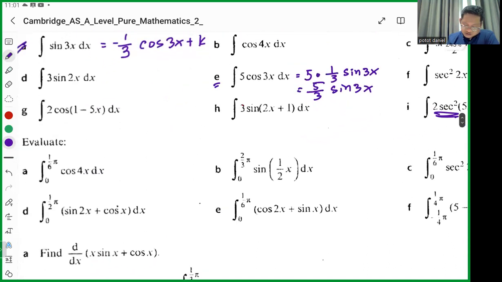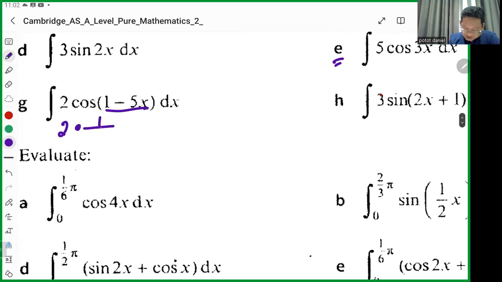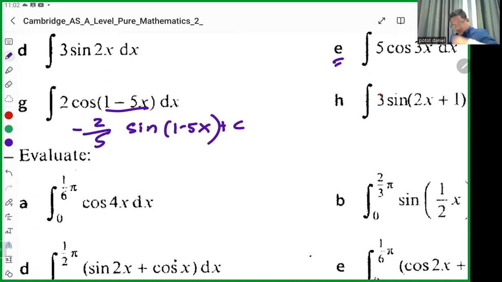Like this one, 2 cosine of 1 minus 5x. So again, that's going to be 2 times, the a of that is negative 5, so this is going to be 1 over negative 5. And then the integral of cosine is sine of 1 minus 5x plus c. Then just simply simplify this. This is negative 2 over 5. Okay, so that is now the answer.